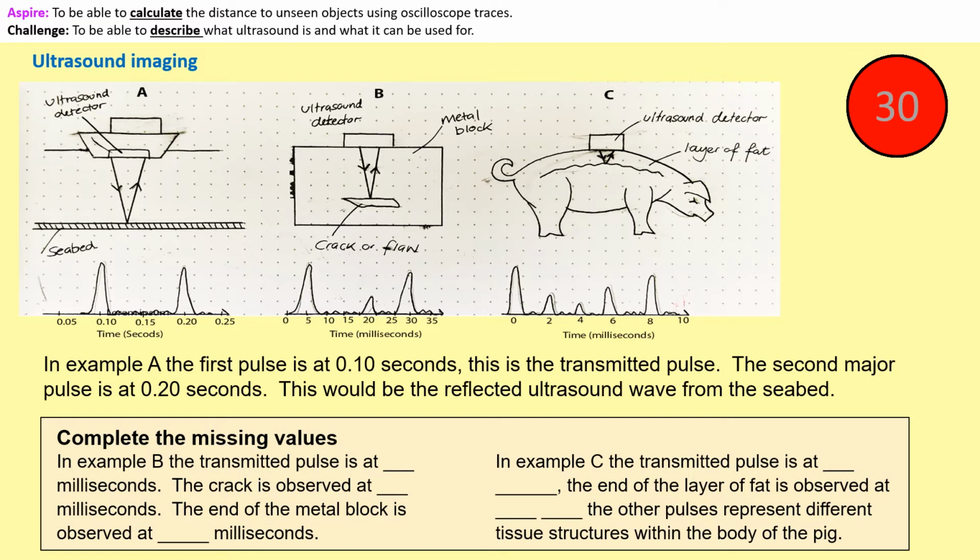So what I want you to do is, you don't need to write this down, but I'm going to give you 30 seconds just to figure out what the gaps would be in the two paragraphs below. The one that starts with, in example B, the transmitted pulse is at. So just figure out what the gaps would be. You've got 30 seconds to do that.